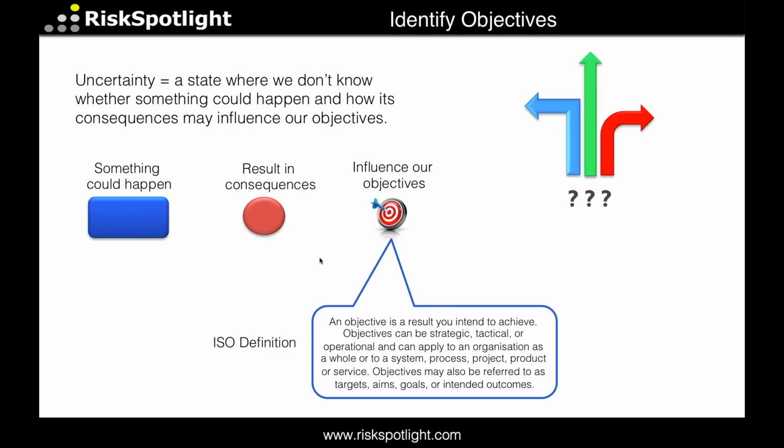Objectives can be strategic, tactical, or operational, and can apply to an organization as a whole or to a system, process, project, product, or service. Objectives may also be referred to as targets, aims, goals, or intended outcomes. So basically, what we are trying to achieve as an organization could be classified as an objective.